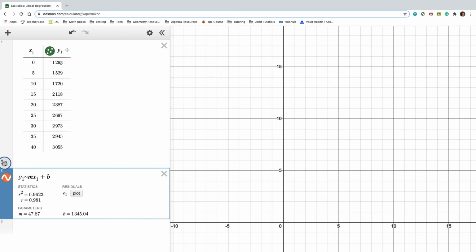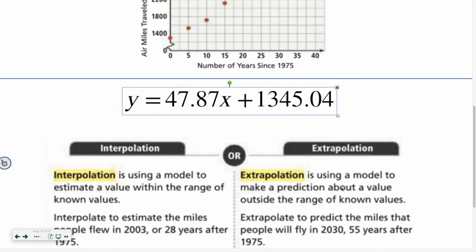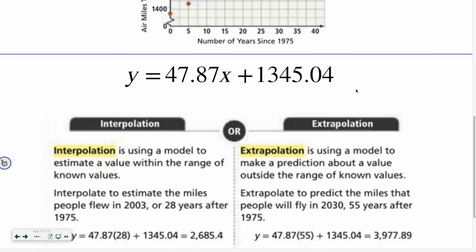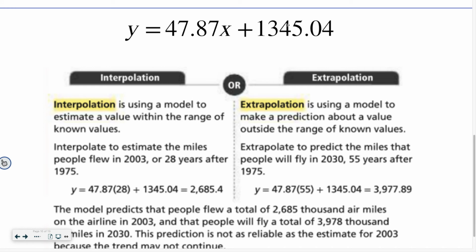And then for the Y value, I just plugged in the numbers that they gave me. Once I did that, I got my lovely parameters, which allows me to write an equation. So my slope is 47.87 and my y-intercept is 1,345.04. So I'm going to go back to my graph, and here is my equation all typed out. That is the equation I can use to predict.